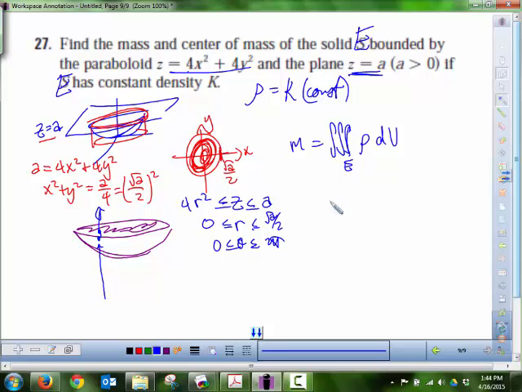And let's go ahead and find our mass here. Our mass is going to be a triple integral. The rho is a constant, capital K. And I went directly into polar coordinates, so my dV has an r in it. And then I'm deciding I want to integrate with respect to z first, from 4r squared to a. And then my r limits go from 0 to square root of a over 2. And then my theta goes from 0 to 2 pi.